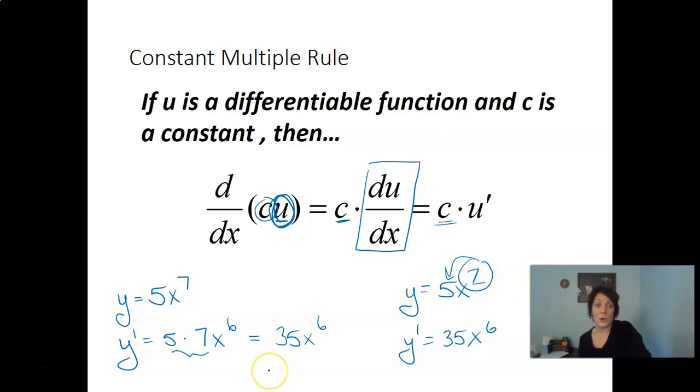Okay. So that's your power rule. Again, be very careful. We're going to see all kinds of functions that have exponents. That doesn't necessarily mean they're simple power rule functions. But if all you have is a single variable raised to a number, you've got a power function, you can use the power rule. Okay?